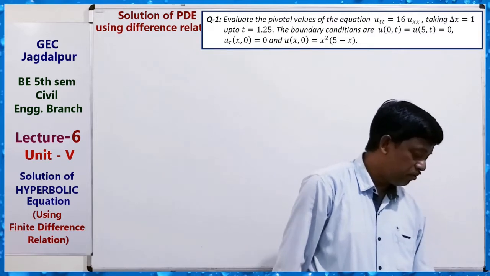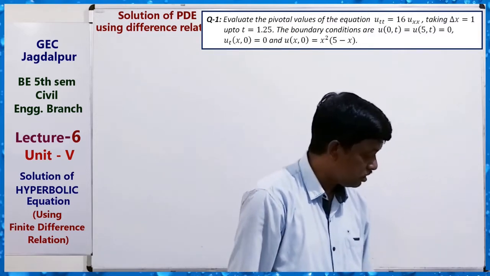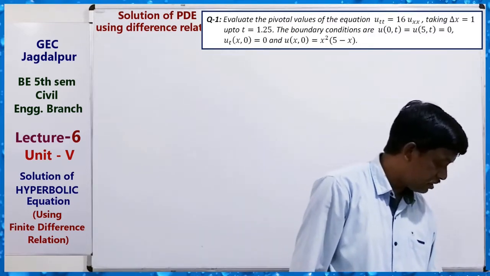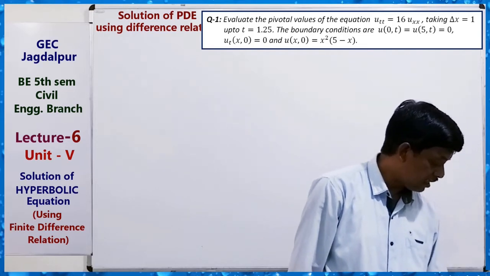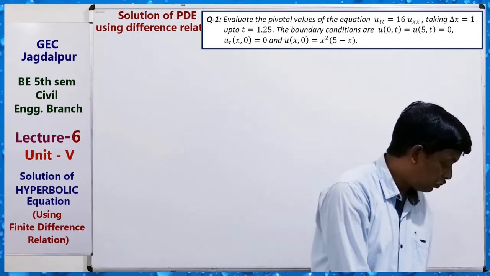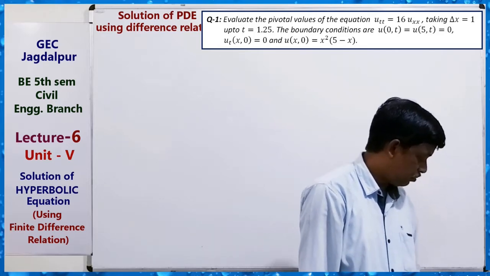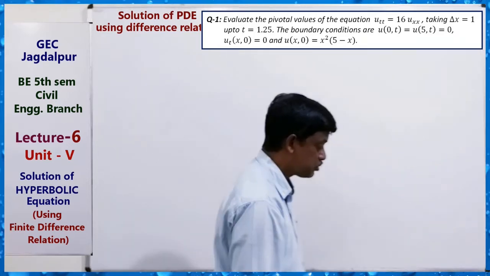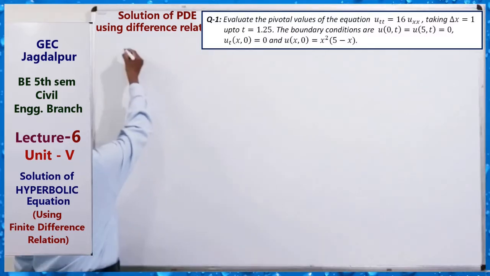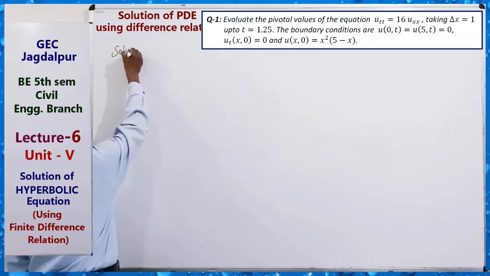Evaluate the pivotal values of the equation u_tt equals 16 u_xx, taking delta x equals 1 up to t equals 1.25. The boundary conditions are... so here, just for the solution of this equation.